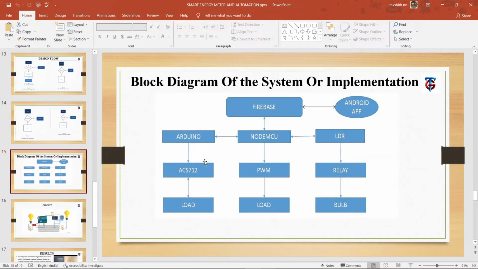Now coming to the block diagram of the system. So first we'll go from left to right. Firstly the Arduino, as I said, has the ACS712 current sensor and the load connected to the current sensor, and both are connected to the Arduino directly, and the Arduino will be calculating all the energy, power and bill amount. So it will be doing all the computation. It has more capability than the Node MCU. That data will be sent to the Node MCU serially. It is a bi-directional communication.